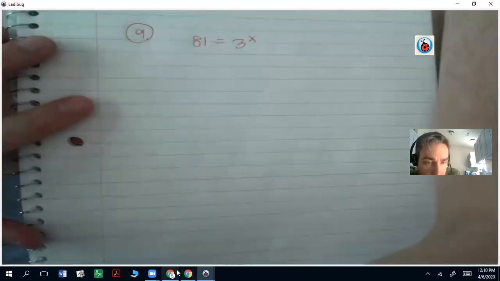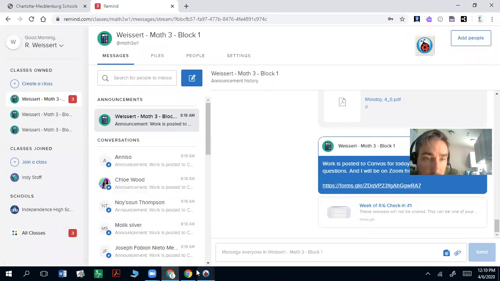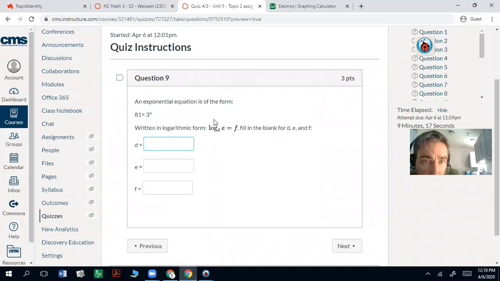Okay, so let me go back to the rest of it. We want to write it in log base D of E equals F. We want to assign to D either 81, 3, or X, to E either 81, 3, or X, and to F either 81, 3, or X. Only one goes to each blank.